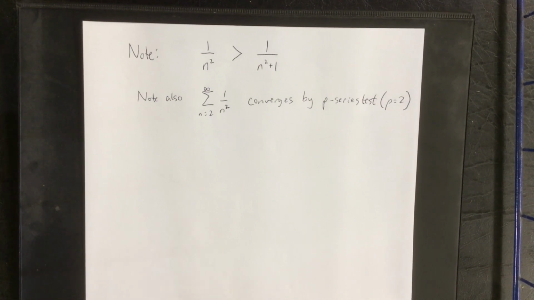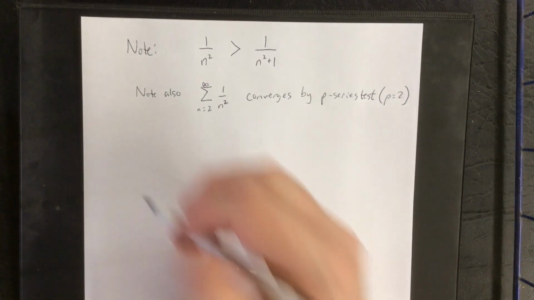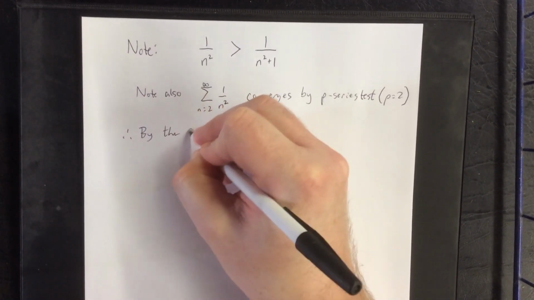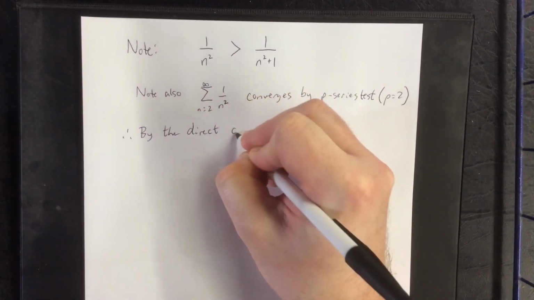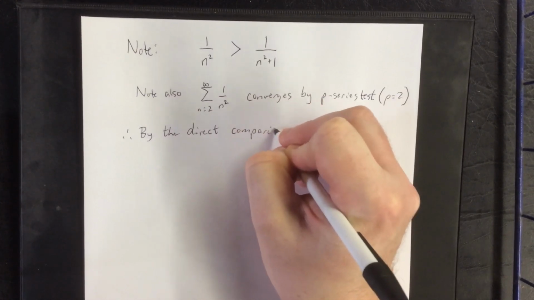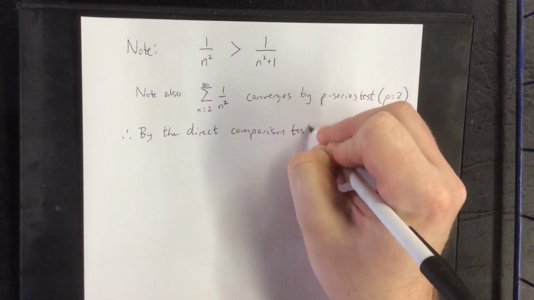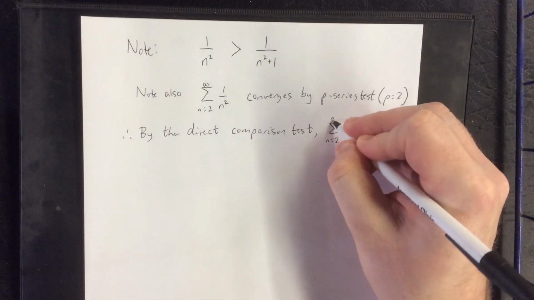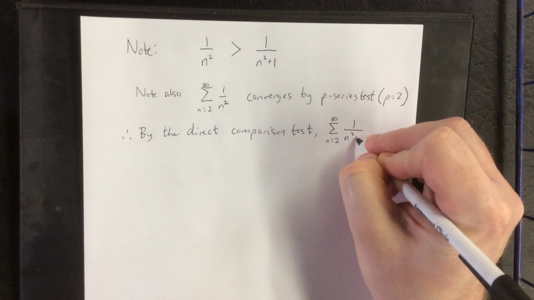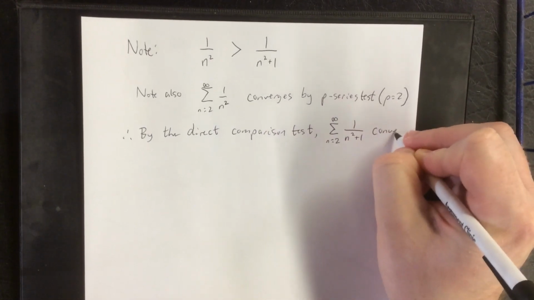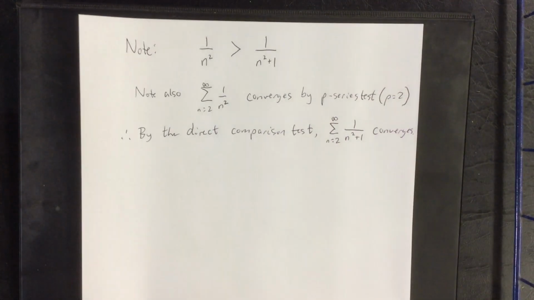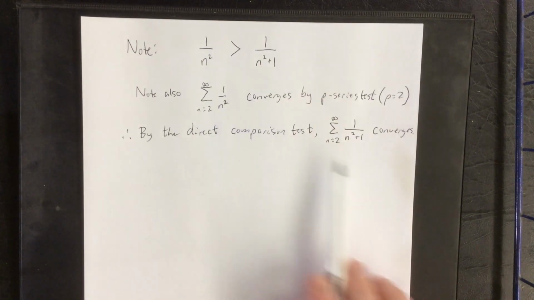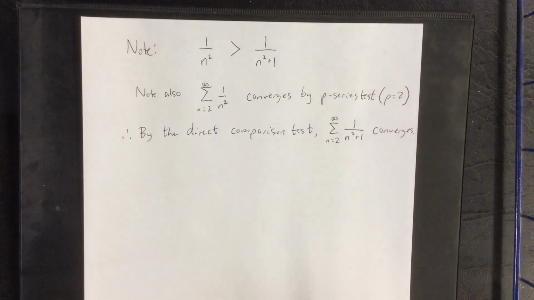Now that means that according to the direct comparison test, therefore, by the direct comparison test, the series n equals 2 to infinity of 1 over n squared plus 1 converges as well. So anytime you have a series that is smaller than a convergent series, that series will converge as well.